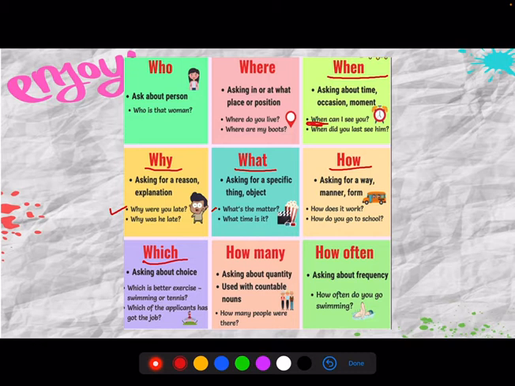And you have how many, asking about quantity. Especially, we use how many for countable nouns, when you are asking for something you can count. For example, how many people were there? You have to use how many. Or how many apples are there? And the last, you have how often, asking about frequency. How often do you go swimming? Okay, so these are some of the WH words that you have to use in WH questions.